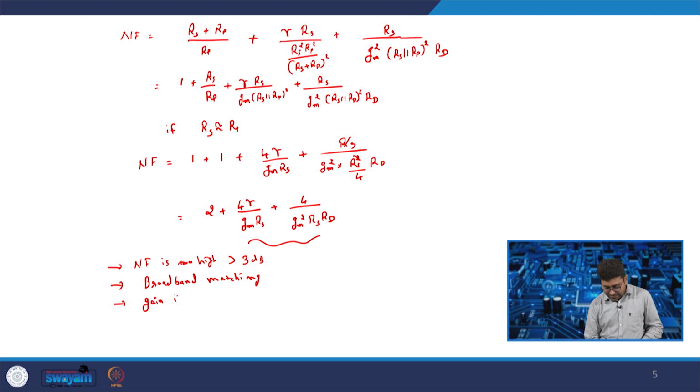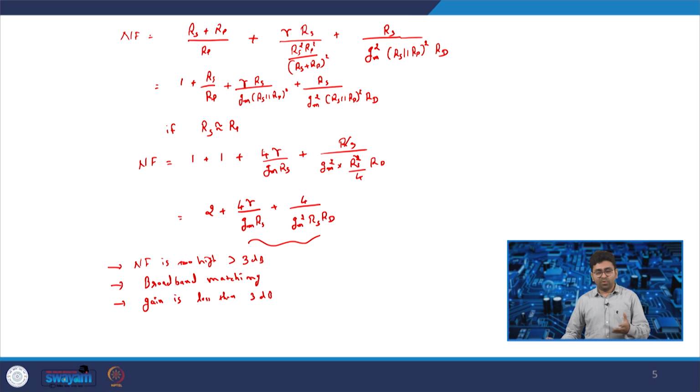Gain is less than 3 dB, less than 3 dB of the desired, because at the input side itself there is a half of the voltage. So, this is about the common source amplifier with resistive matching.